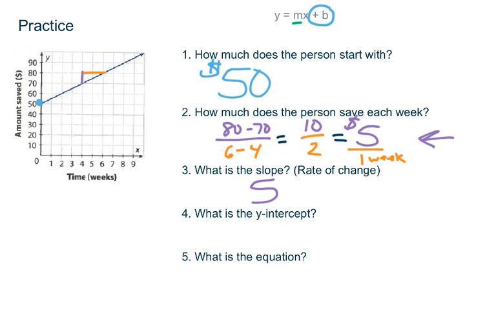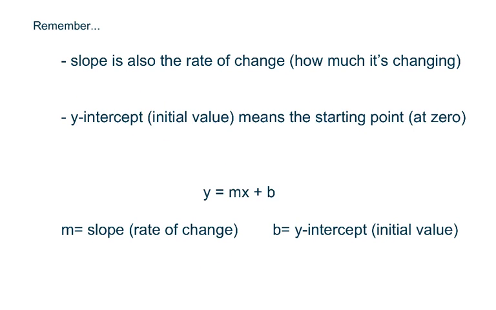The y-intercept is what they started with. So you've already answered those questions. 1 and 2 are just in context, what they mean with these labels. 3 and 4 are just the numbers. So the equation, if we write it correctly, is y equals our slope times x plus our starting value, or our initial value, of 50. So way to go. Those are your answers for slope-intercept form and understanding what it means in context.